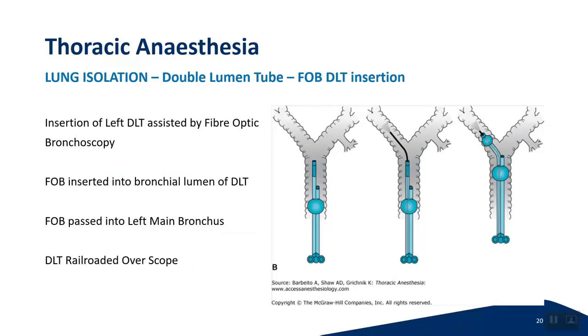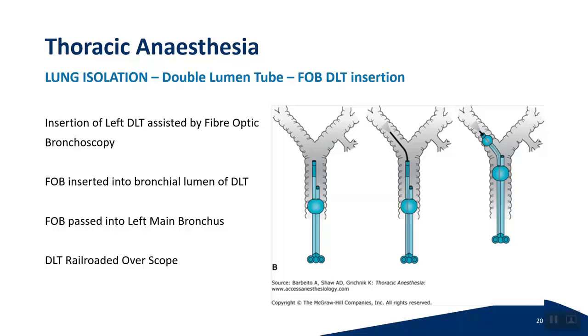Alternatively, DLTs can be inserted under direct vision with a fiber optic bronchoscope. Once the lumen of the DLT is within the trachea, an FOB is passed into the endobronchial lumen of the DLT. The FOB is used to visualize the carina.